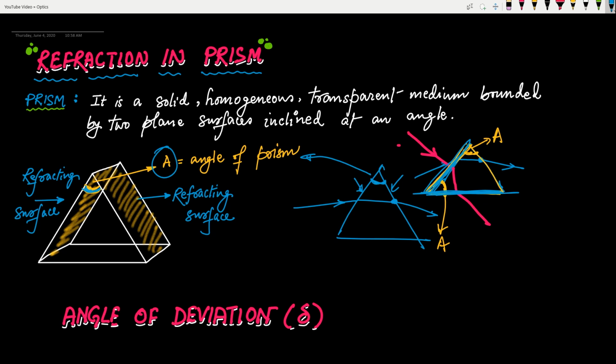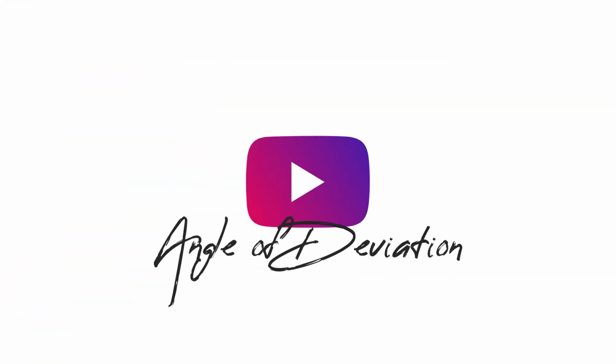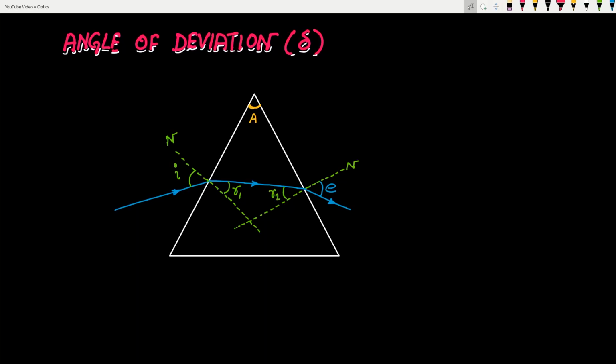Now let's move on to our next concept, that is angle of deviation. Now let's look into the concept of angle of deviation, which is denoted by delta, as you can see here. Okay, so it is denoted by delta. Now what does angle of deviation actually mean? Let's look into this diagram and things will be clear.